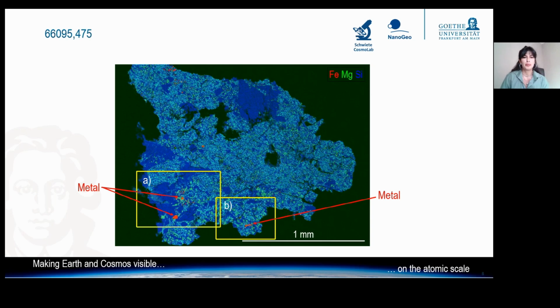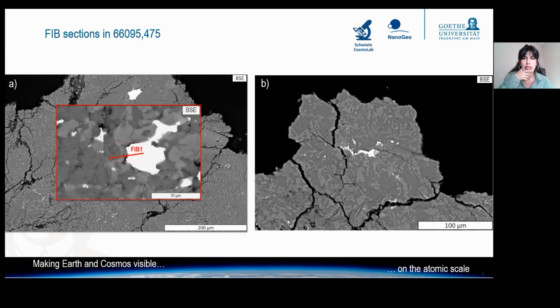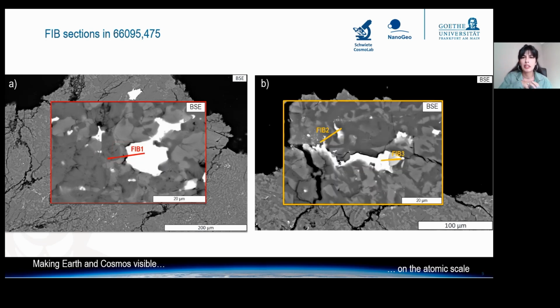Here you can see the first metal grain with this associated material, because we know that the rust is associated with metal grains. And then in this other region, we got 2 more FIB sections.